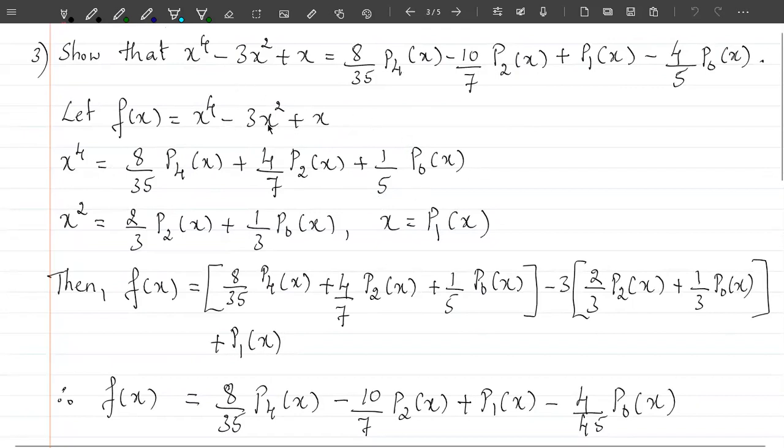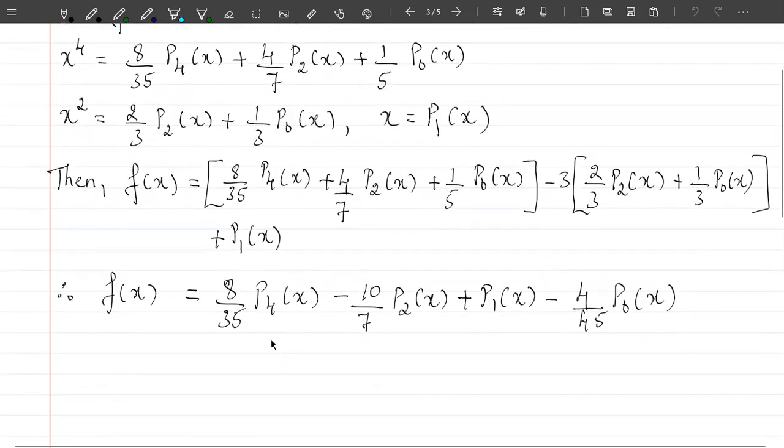Then the next term which you need here is the Legendre polynomial expansion of x square, that is 2 by 3 p2 of x plus 1 by 3 p naught of x. And the next term which you need is x. X is equal to p1 of x. Let's substitute the values in f of x. So f of x is equal to, first term in f of x is x power 4. X power 4 is here. Copy that value. Minus 3 into x square. X square value is here. So you get this term plus x, that is plus p1 of x.